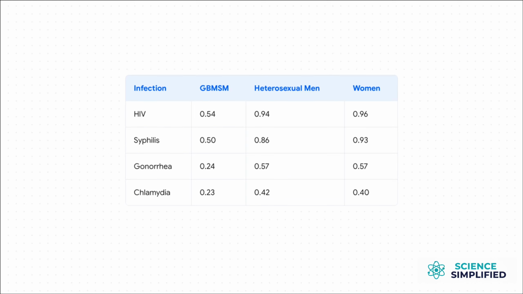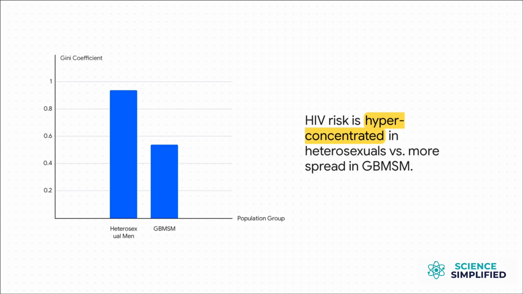But now, look over at heterosexual men and women. For HIV, the scores are an unbelievable 0.94 and 0.96. That is incredibly close to 1. Perfect inequality. This chart just says it all, doesn't it? For HIV, it's like we're looking at two completely different epidemics happening at the same time. In the GBMSM community, the risk is more broadly distributed. But for heterosexuals, that Gini score of almost 1 tells us the infections are hyper-concentrated in a tiny, tiny fraction of that population. It's not a widespread issue, it's a highly targeted one.